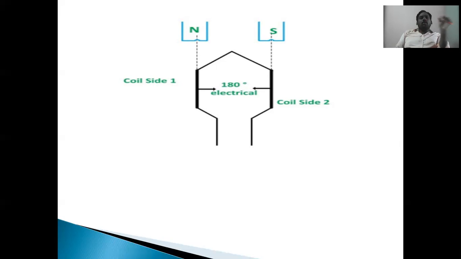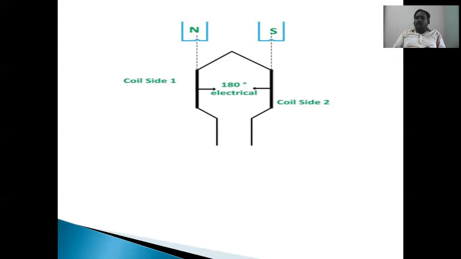The EMF induced in coil side 1 or conductor 1 of this particular coil is EC1, and the EMF induced in coil side 2 or conductor 2 is EC2. In between them there is a 180 degrees electrical angle. Those two are in the same phase. One more thing: 180 degrees means not only are those two in the same phase, they are in the same direction also.